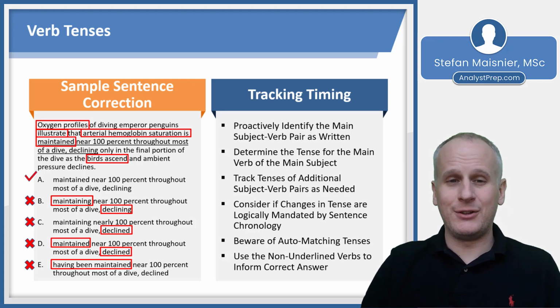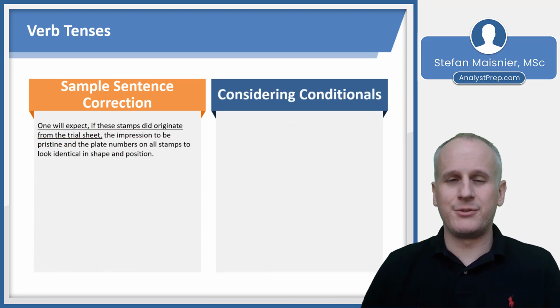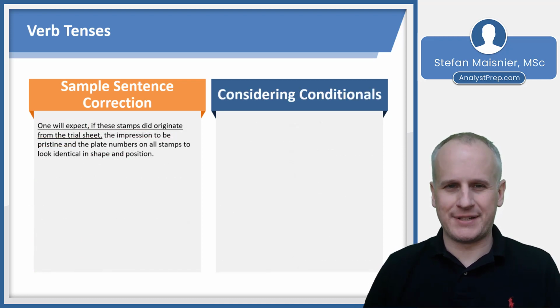So now let's go take a look at an example that involves conditionals. So, as always, read the sentence as originally presented. One will expect if these stamps did originate from the trial sheet, the impression to be pristine and the plate numbers on all stamps to look identical in shape and position.